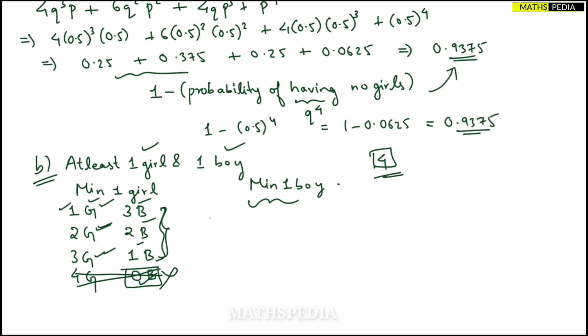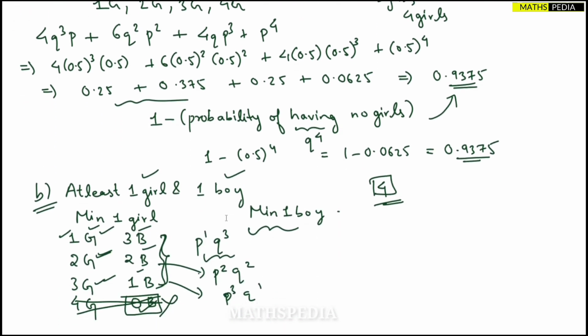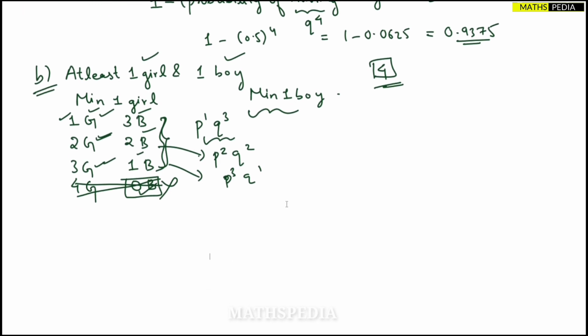What are the terms of this? See, one girl basically means P power 1, Q power 3. Then second case, P power 2, Q power 2. Next, P power 3, Q power 1. So I have to basically add, see here, one girl: this term, Q power 3, P power 1. This term, Q power 2, P power 2, 2 boys, 2 girls. Then here, Q power 1, P power 3, 1 boy, 3 girls. So 4 Q cube P plus 6 Q square P square plus 4 Q P cube. Okay, three cases we have considered.